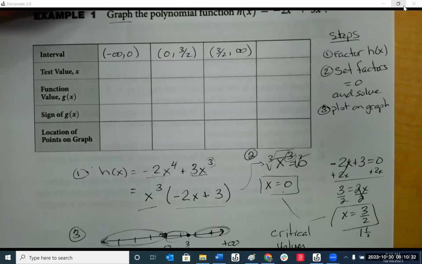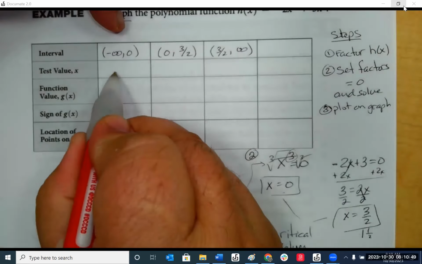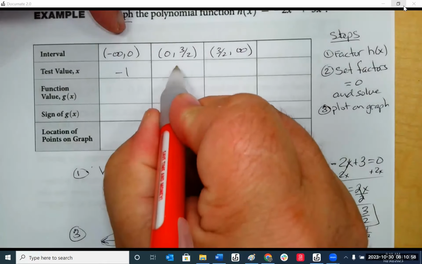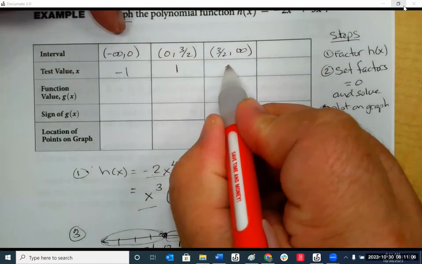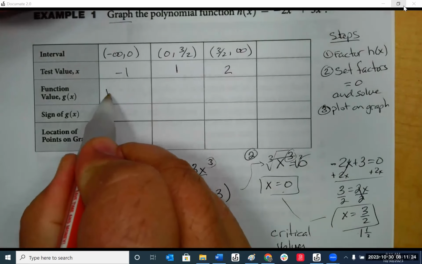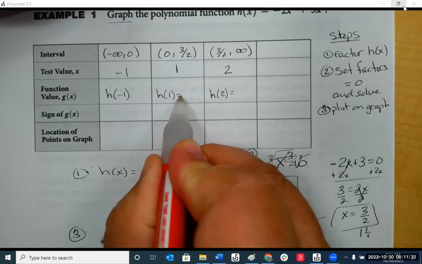So we're going to look now to see if the graph is above or below the x-axis in each of these intervals. So in this first interval, from -infinity, pick a point that's not the endpoint. So I picked -1. In this middle interval, not 0, not 3/2, I picked +1. And then this last interval, any point between 3/2 and infinity, I pick 2. Always pick the easy ones. So first thing we did, we factored, found the critical values, the x-intercepts. Then we take the intervals, pick a value inside those intervals, and now we're going to place them inside our function and work it out.